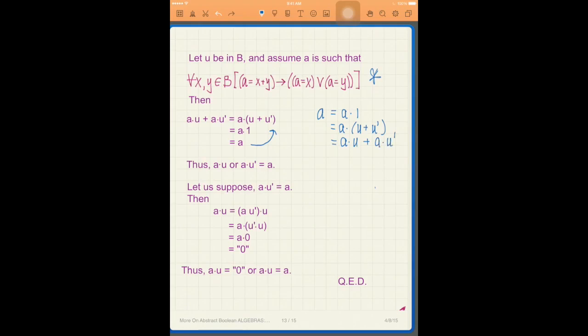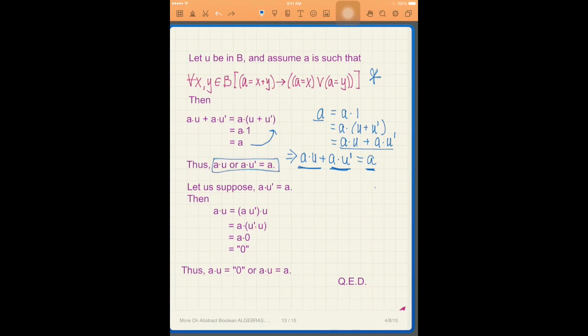property, A times U plus A times U complement, and then what you have here, let me just now write the right hand side first. Okay, so this implies that the right-hand side is equal to the left-hand side, which is A. So what do we have? If this is equal to A, that means either A times U is equal to A, or A times U complement is equal to A. So that's this statement right here.